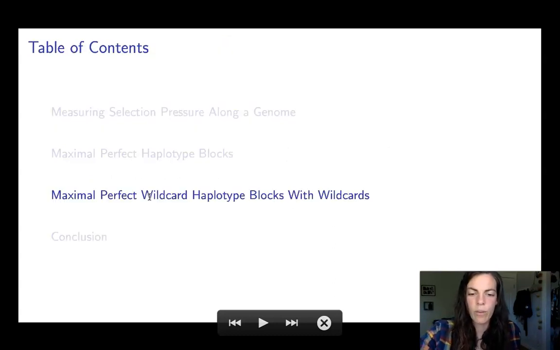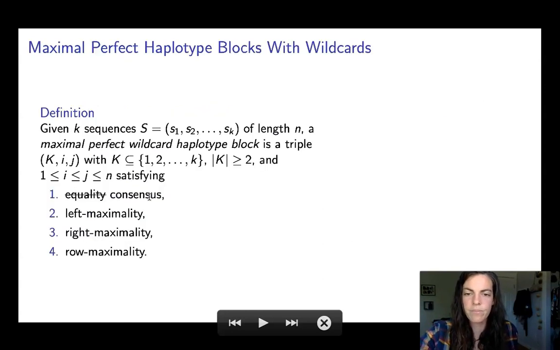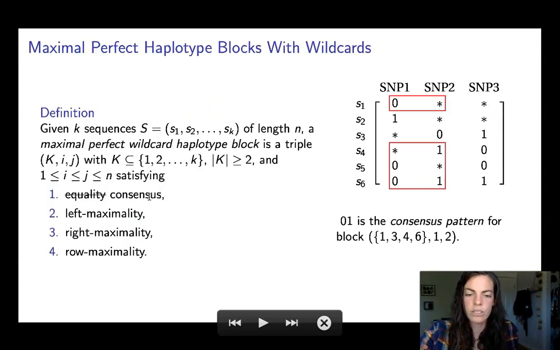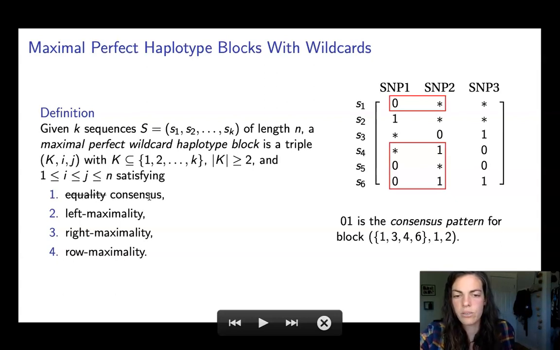We can now define maximal perfect wildcard haplotype blocks. We use a star to indicate wildcard SNPs, which we think of as being able to match to either 0 or 1. Again, we have k sequences of length n as input, but you'll note that we've changed the equality condition to the consensus condition. We assume that each column of a block must contain a non-wildcard value.